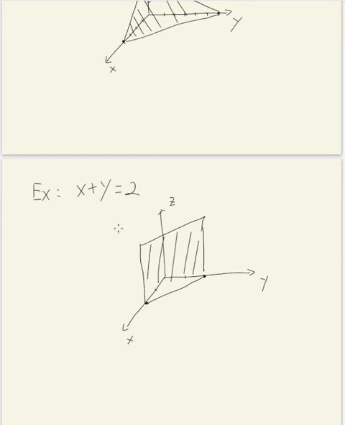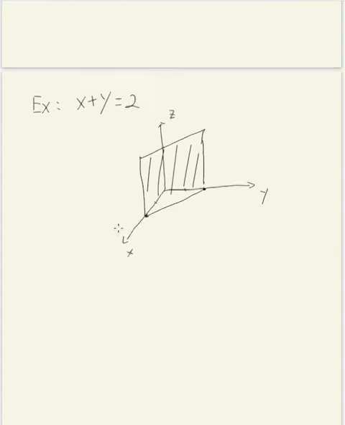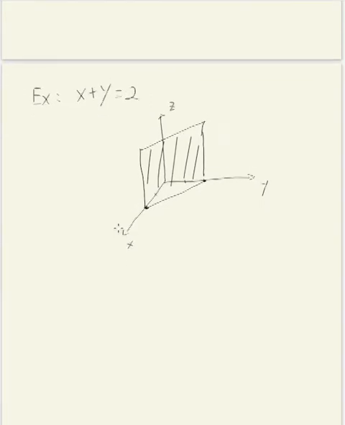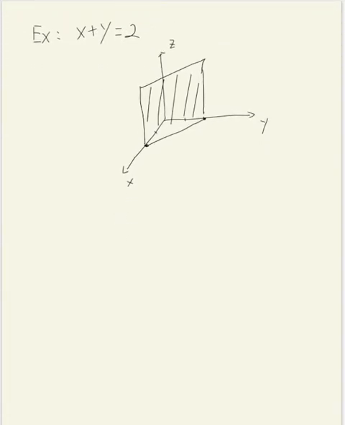Same story if you have an equation that involves only one variable, for example x equals 2, then you know it is a plane that's parallel to the YZ plane. So you just draw a plane that is perpendicular to the x-axis. That's it. Okay, I'm not going to go through all of them here, but it shouldn't be too hard to figure it out.